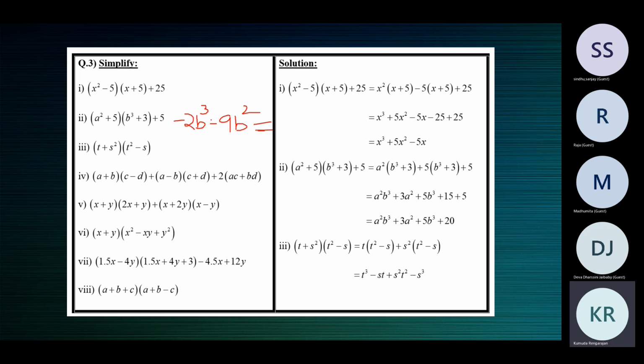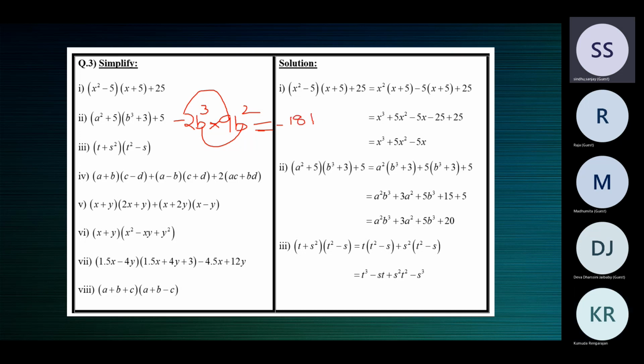But if I put a multiplication sign, multiplied by, then what's the answer? Are you worried that they are not like terms to multiply? No. How do you multiply? Multiply the numbers and multiply the letters also. What's the answer when you multiply the numbers? Minus 18 b to the power 5, ma'am. Yeah. b cubed into b square. How do we multiply b cubed and b square? We add the powers. 3 plus 2, 5. Minus 18 b to the power 5.